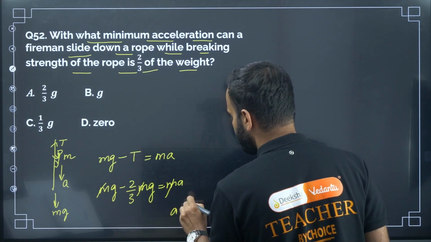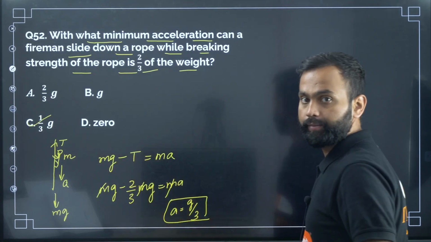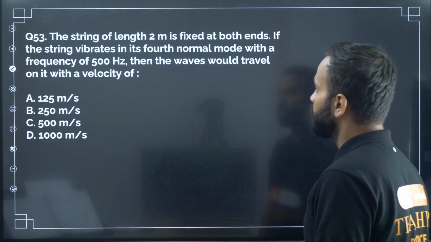So A equal to g by 3. So the correct option is C. Next question, question number 53.